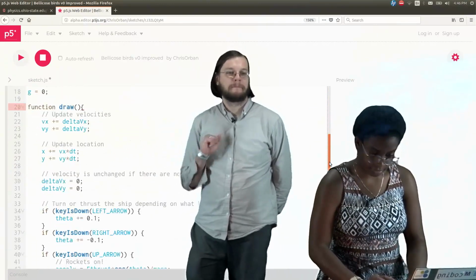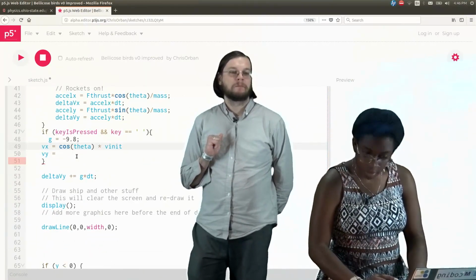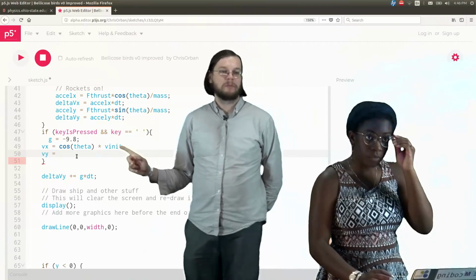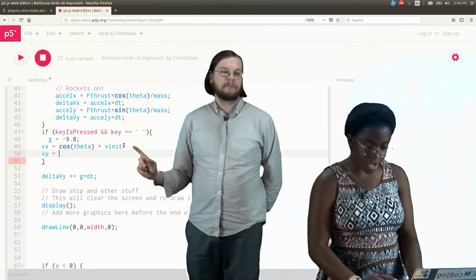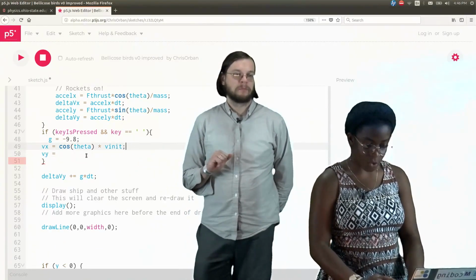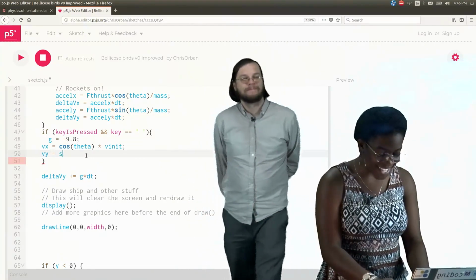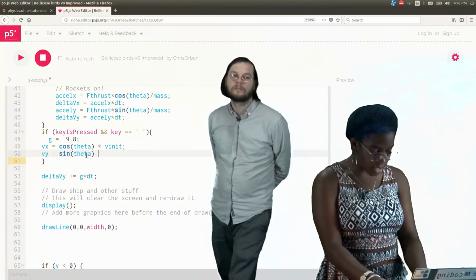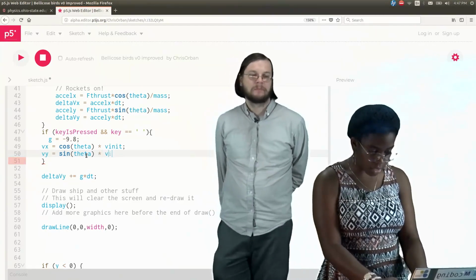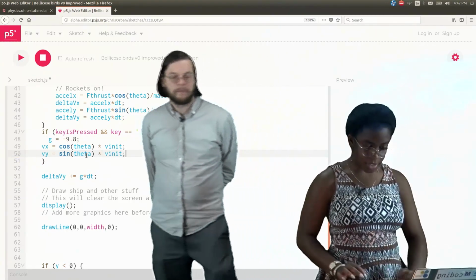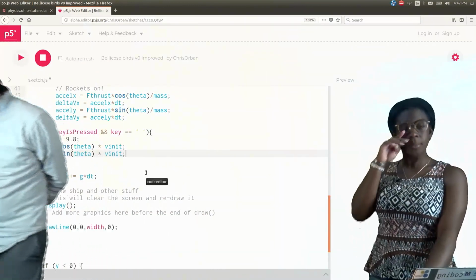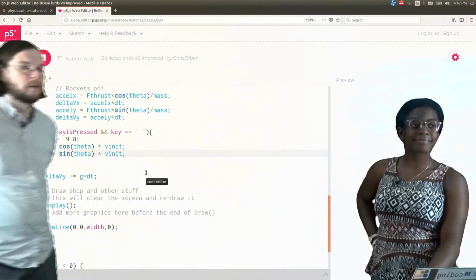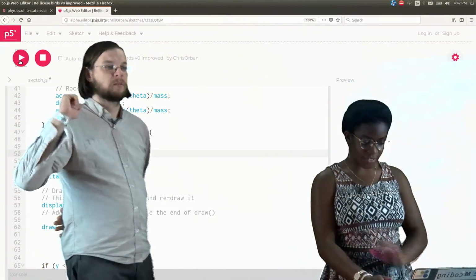And we know also that our semicolon. That's correct. Do not forget your semicolons or your curly brackets. So then we know Vy is going to be sine theta times our VINIT, semicolon, and we have our Vx and our Vy. All right, well, go ahead and play it and see. Okay, let's run and see if it does fun stuff.